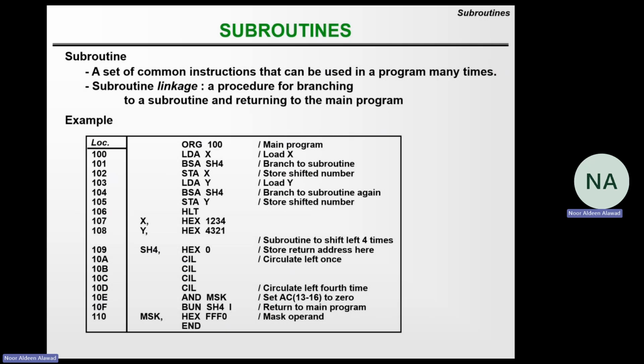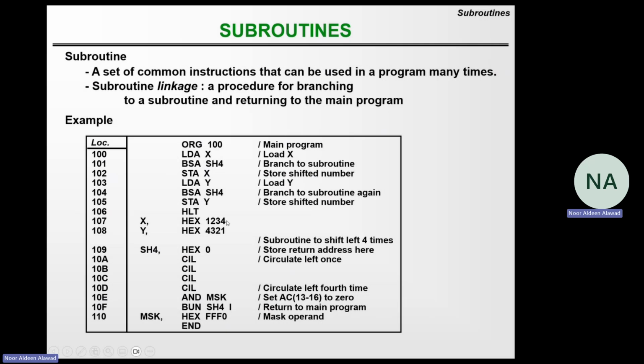Same scenario here. Instead of having this 0, the return address location will contain the new return address after executing this procedure. So we store the return address here, and we have a circular left shift of the accumulator 4 times. You can see 1, 2, 3, 4. When we make this circular shift 4 times, then the value in the accumulator, let's say the first call is X.